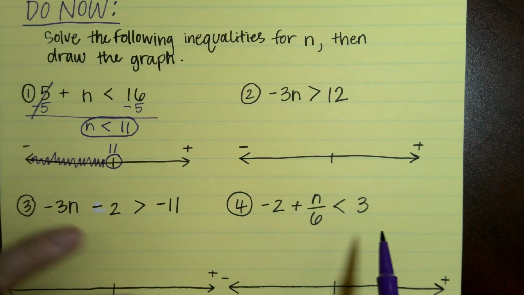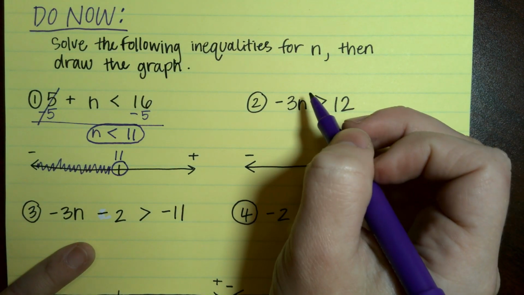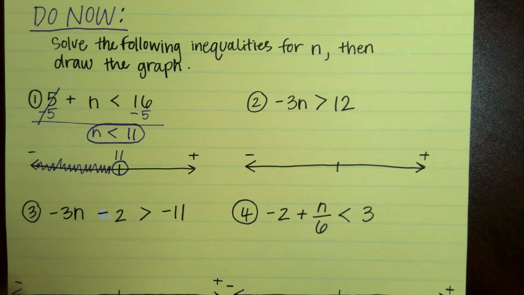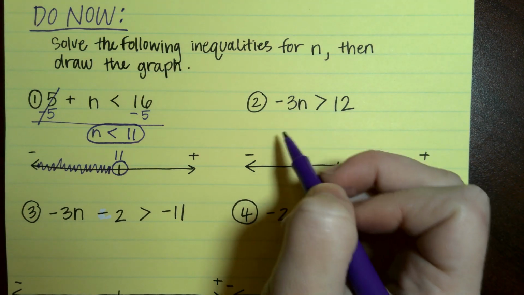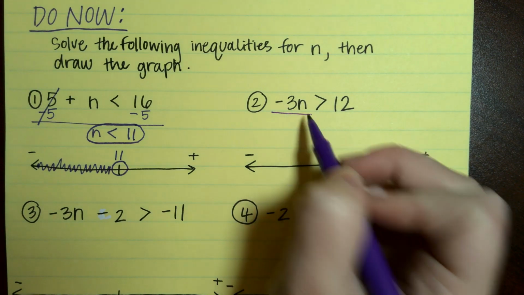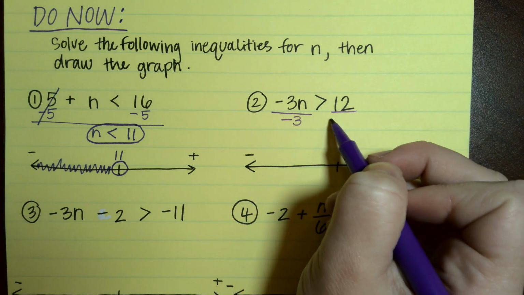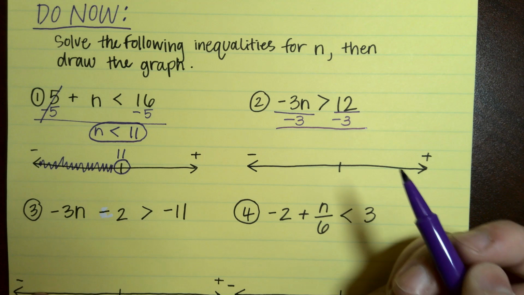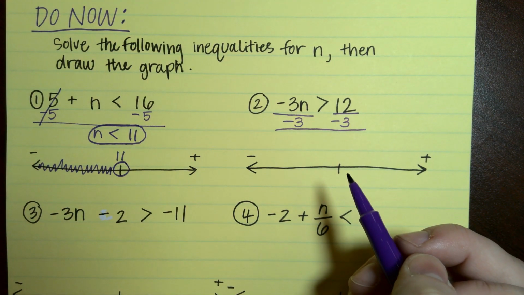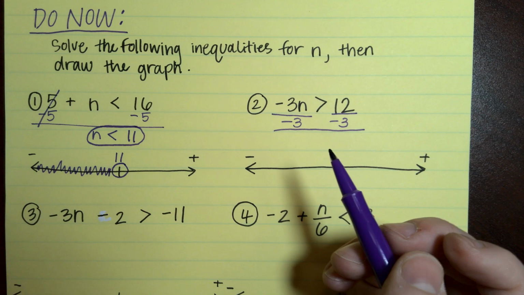Okay, let's try 2. Got -3 times n is greater than 12. What do I do here? Divide. Divide. Yeah, this is a multiplication problem. -3 times n. So we'll divide by -3 on both sides. I messed up already. That's all right. What'd you do? Did you add? I didn't divide. I had it. Yeah, so this, right, and then you also multiplied.